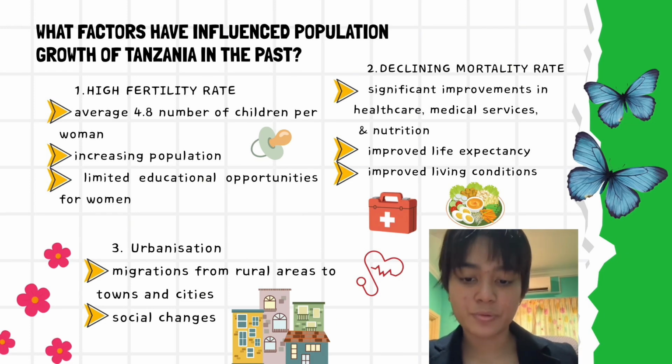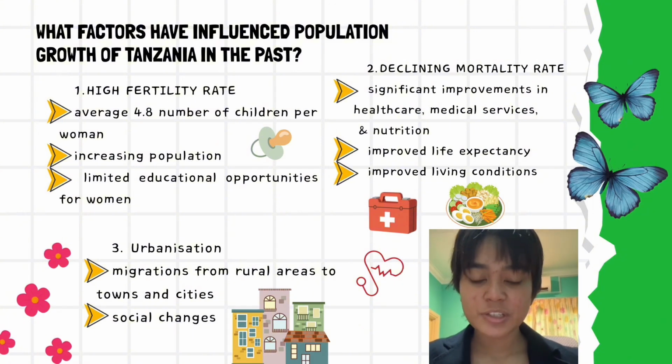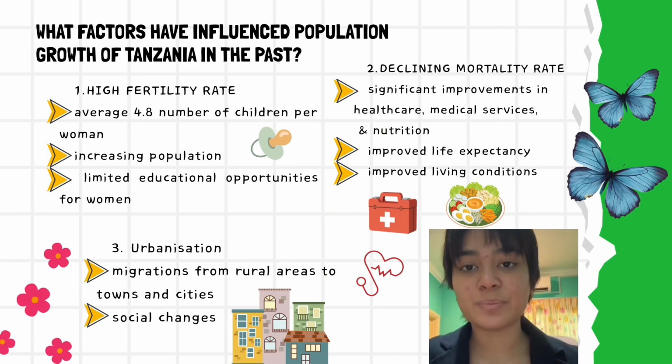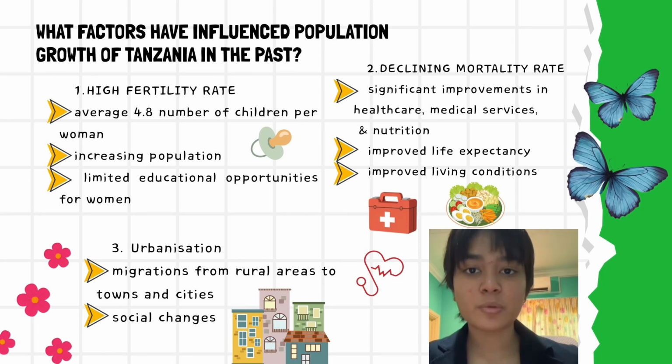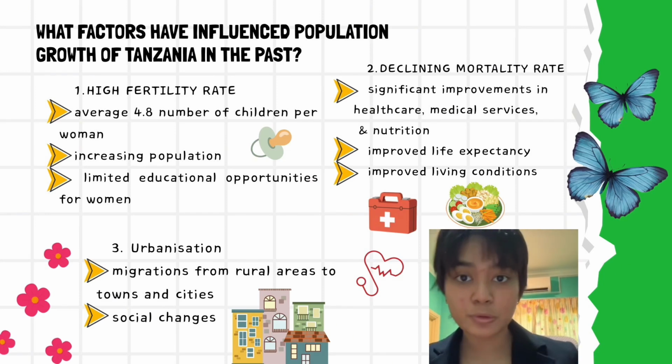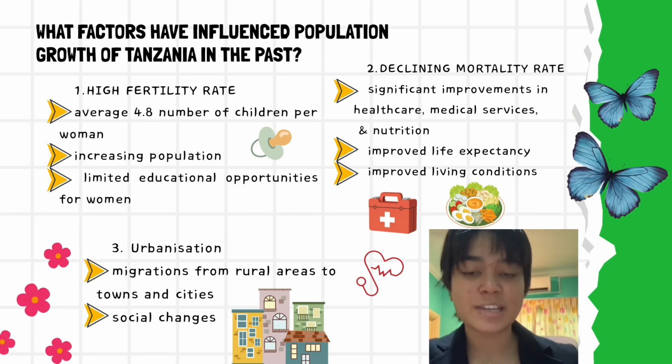into the mother role. So second, for the declining mortality rate, there has been significant improvements in healthcare and medical services as well as nutrition in Tanzania. So it improves the life expectancy and improves the living conditions of the people. And third, the urbanization, meaning that there has been a lot more migrations from people in rural areas to the towns and cities.